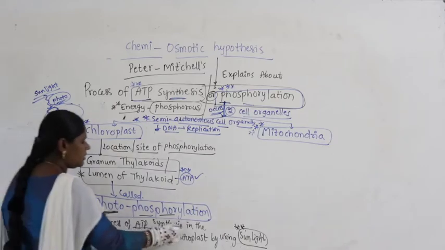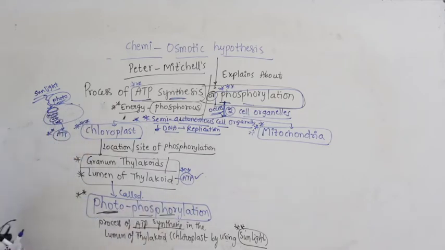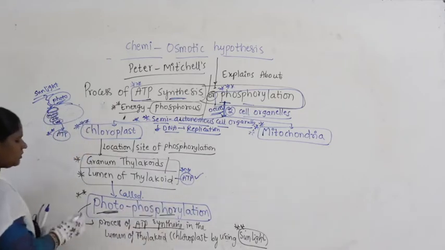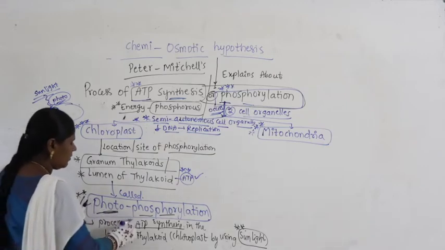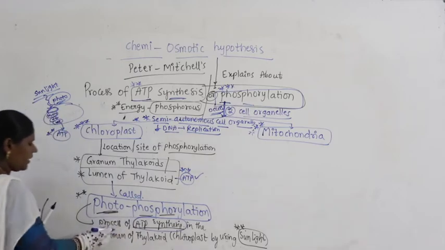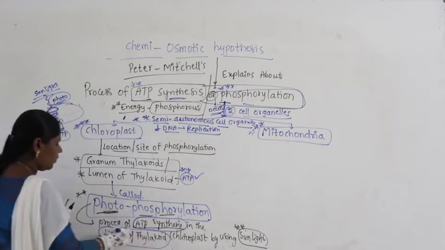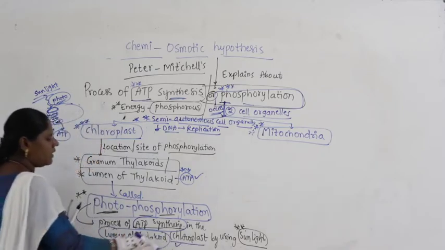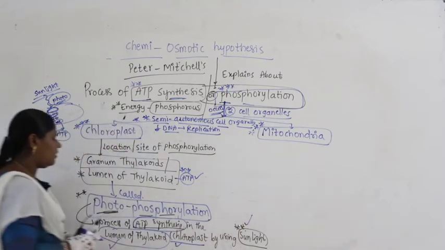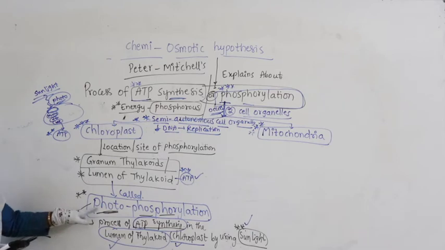This is the total process of ATP synthesis. So how do you define photophosphorylation? What terminologies are important? ATP synthesis is what is taking place, and where it is taking place means in the lumen of the thylakoid. The lumen occurs within the chloroplast, and that is by using sunlight. So this is what we call photophosphorylation.